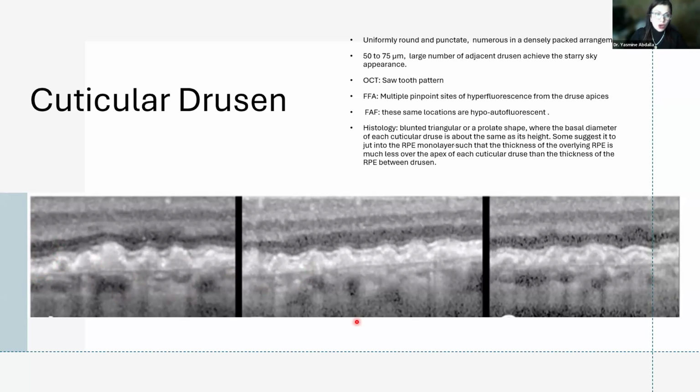So alone, if I show you one drusen on its own, you might not know it's cuticular. It could still be soft drusen. But when you see it as a part of the bigger picture, then you know it is cuticular drusen. Histologically, they're blunted triangles or prolate shapes. Usually the base is equal to the height. Again, this top bit here can jut into the RPE monolayer, and it can cause thinning of the RPE.